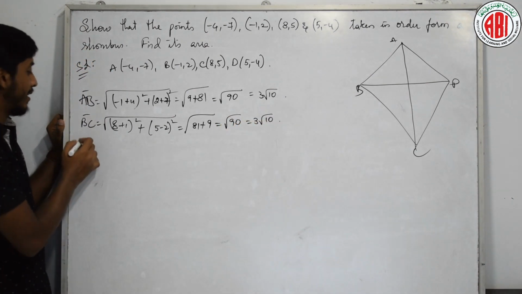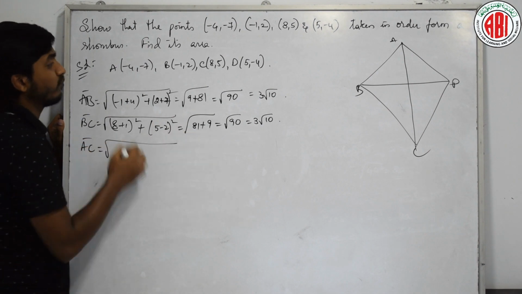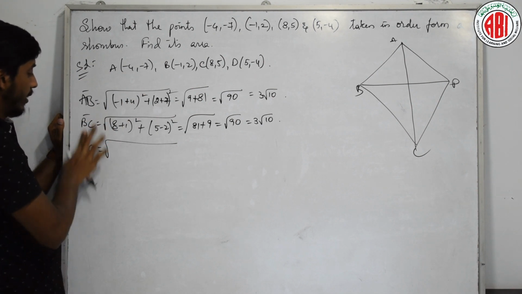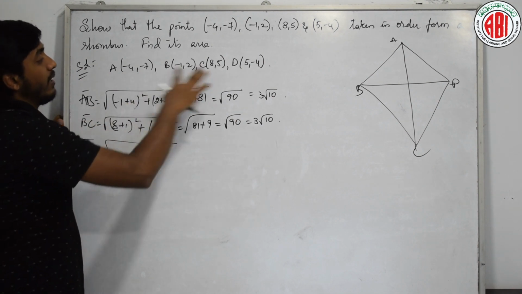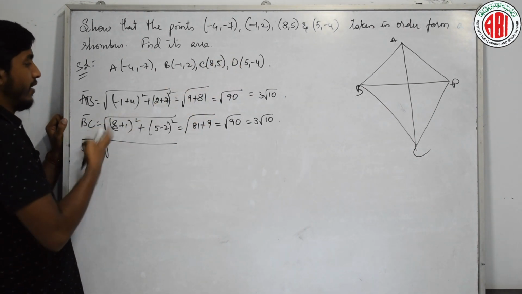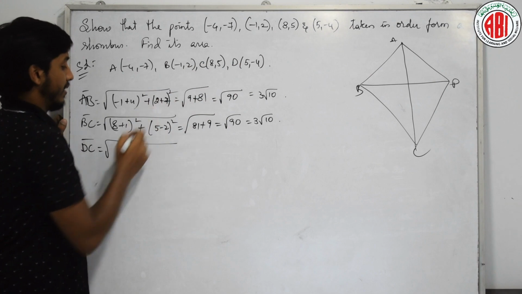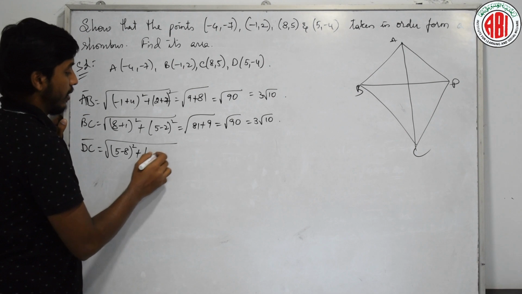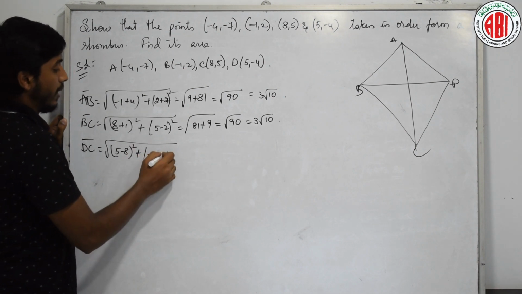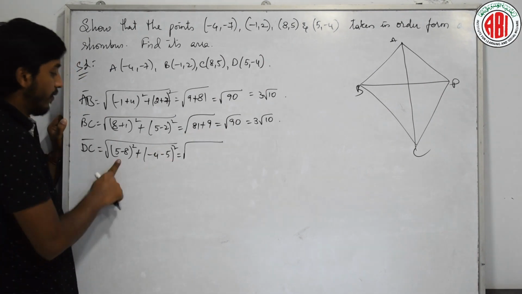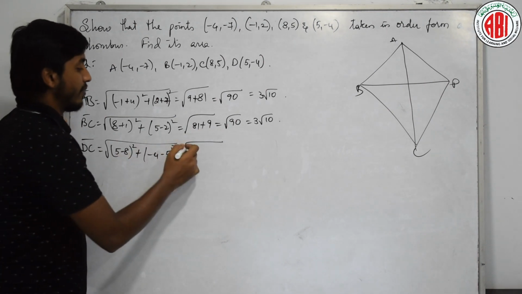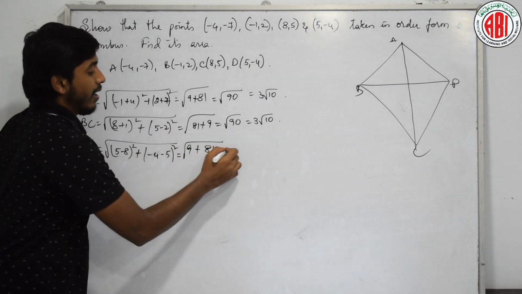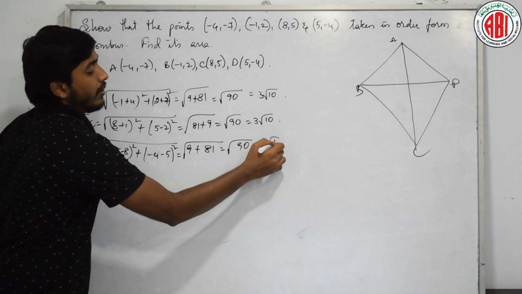Okay. And the next AC. Is it right, AC? No, that is CD now. Let us write it as DC. Okay. AB, BC, CD. CD or DC or whatever, both are same. (5 - 8) whole square plus (-4 - 5) whole square, that is equal to: 5 minus 8 is minus 3. Minus 3 square is 9. Minus 4 minus 5 is minus 9. That is 81. Again 90, that is equal to 3 root 10.